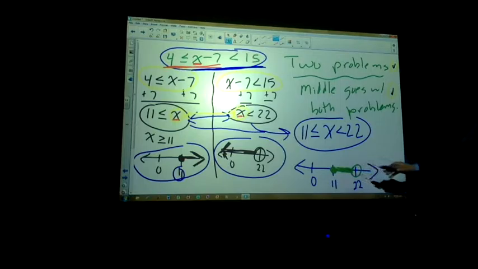So, ready? Interval notation. Square bracket at 11. Rounded bracket at 22. Wait, that's it?